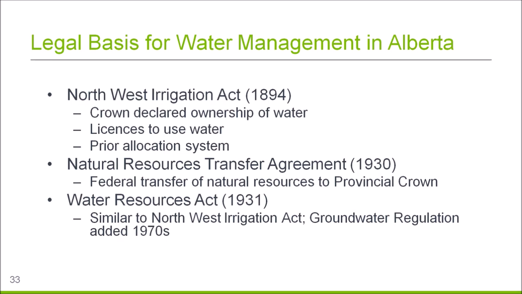In 1930, the federal government transferred the natural resources to the provincial crown, and then in 1931 we have the Water Resources Act, which is similar to the Northwest Irrigation Act. Again, we have to apply for a license for water use, and it's also first come, first served.